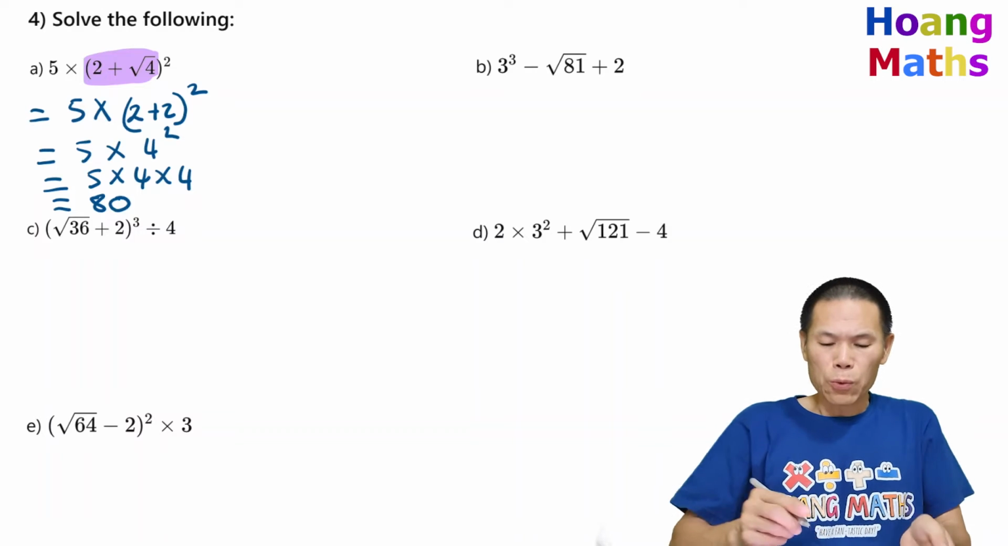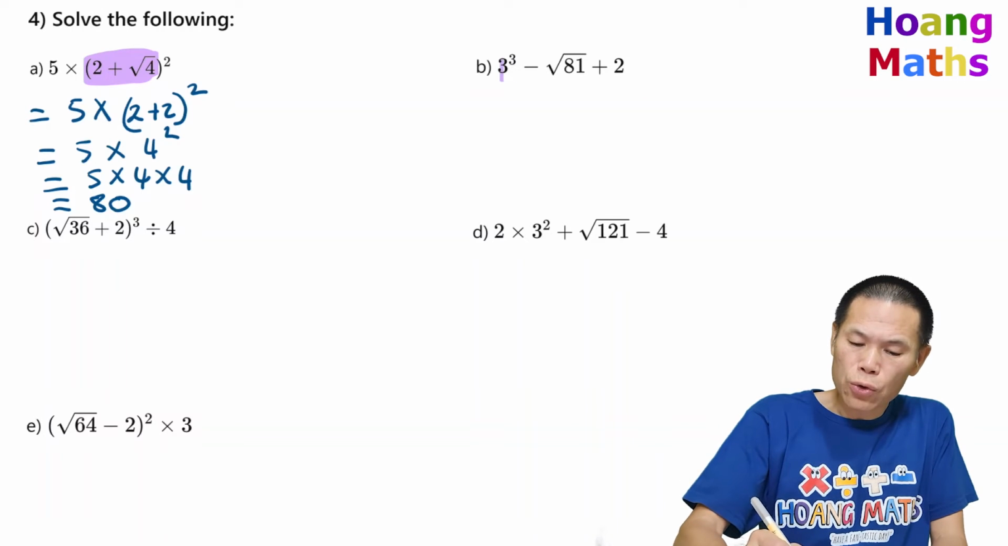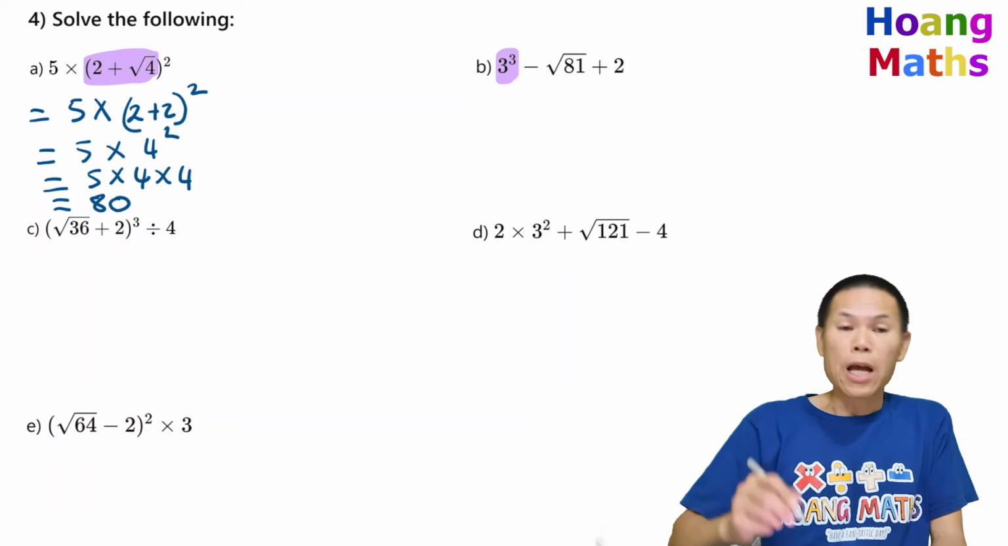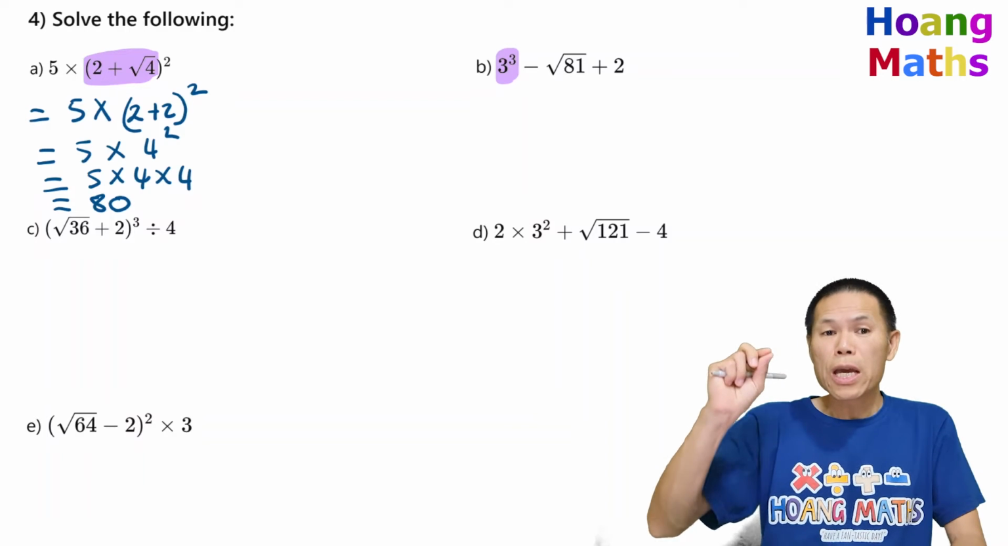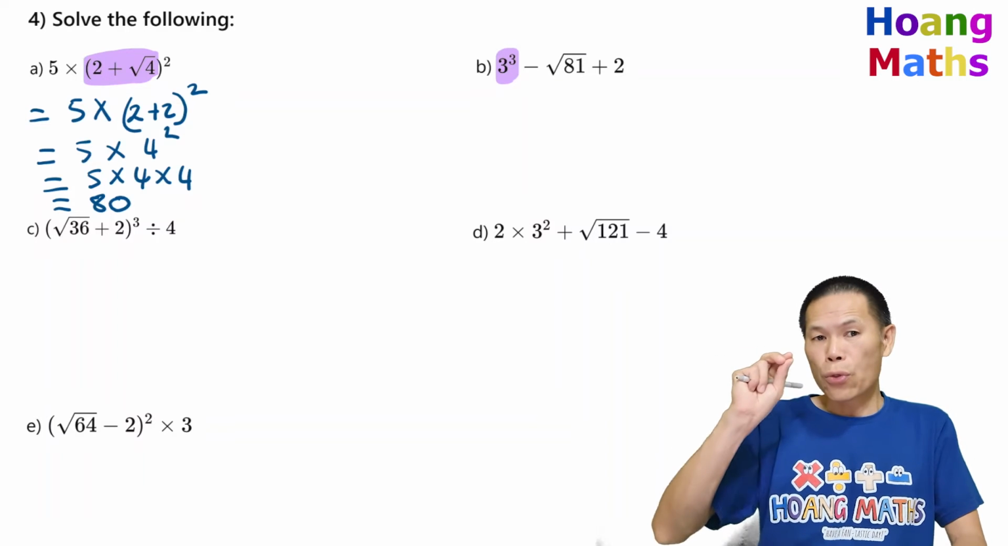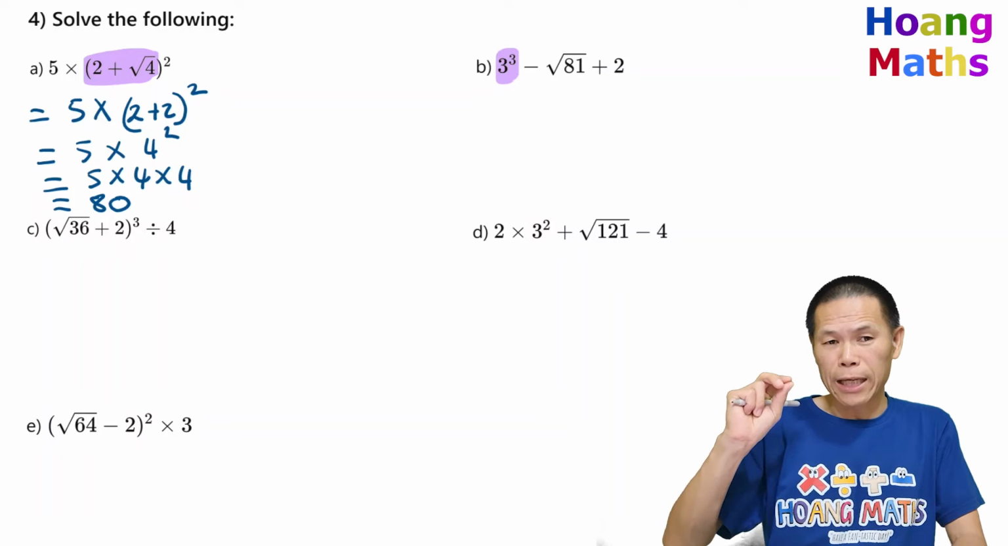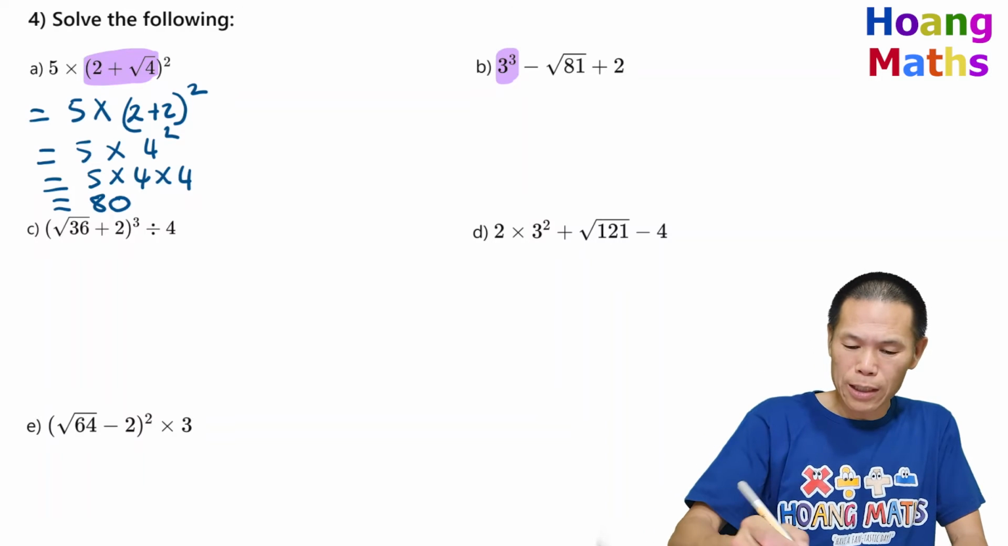Part B, we just need to work out 3 to the power of 3 first. That means 3 times 3 times 3. 3 times 3 is 9. And 9 times 3 is 27.